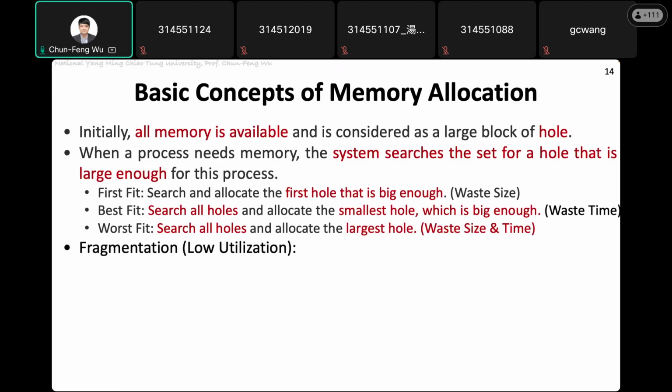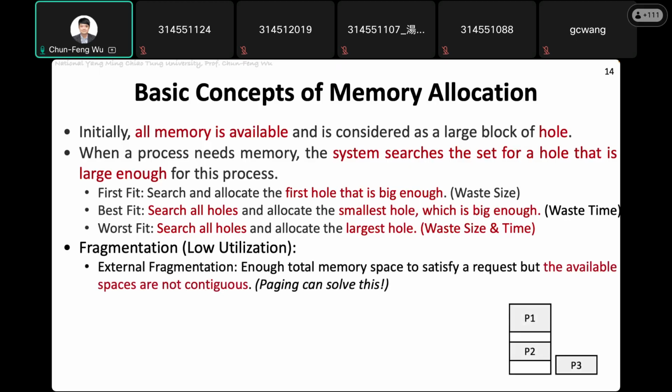So we will talk about fragmentation, because you do the allocation and you do the deallocation. So there will be some fragmentation that cannot be used by the process because the size does not fit the request from the user process. There are two kinds of fragmentation. The first is called external fragmentation. External fragmentation is when there is enough total memory space to satisfy the request, but the available space is not contiguous.